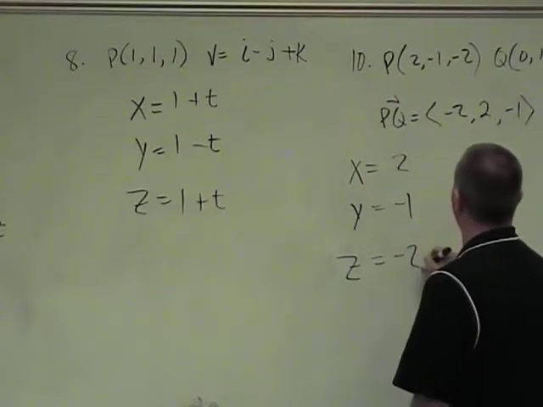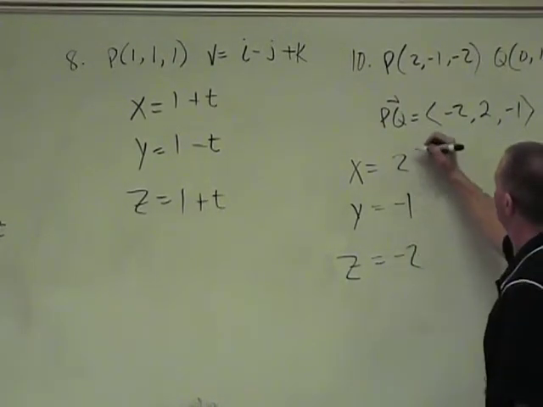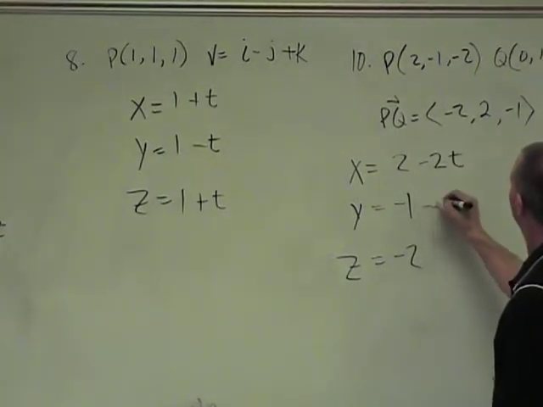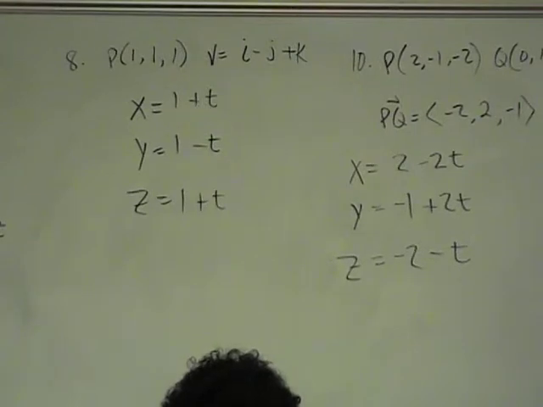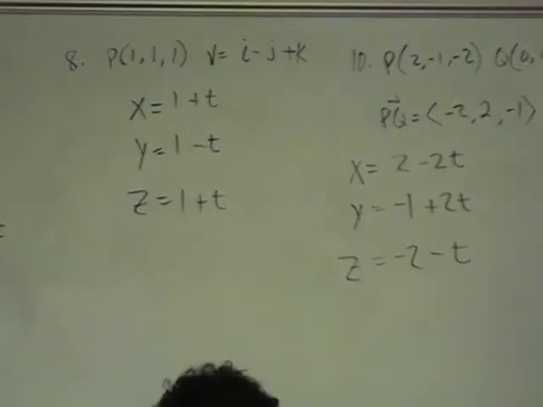2, negative 1, negative 2, plus minus 2t, plus 2t, plus 2t, and minus 1t, minus t. You got it right. Is it okay if we put the 1 there? Yeah, it's fine. It's the same thing.